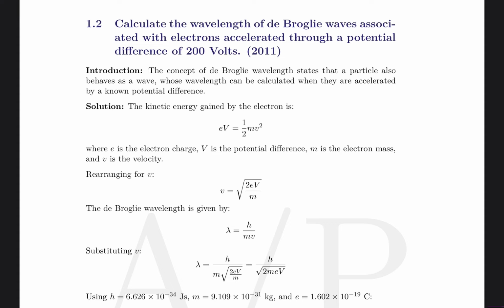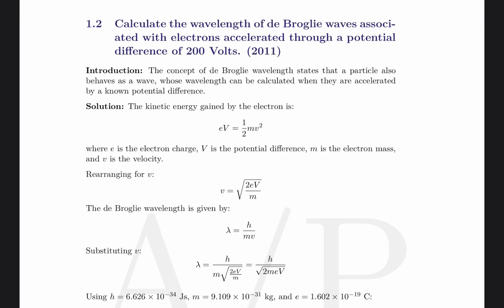So the concept of de Broglie waves states that a particle also behaves as a wave whose wavelength can be calculated when they are accelerated by a known potential. So in this question we slightly tweaked our introduction as per the demand of the question, because the de Broglie waves concept, we know, is linking the particle nature to the wave nature. But here, since the question asks us for a numerical value when an electron is accelerated through a potential difference of 200 volts, we tweaked our introduction so that it says whose wavelength can be calculated when they are accelerated by a known potential difference.